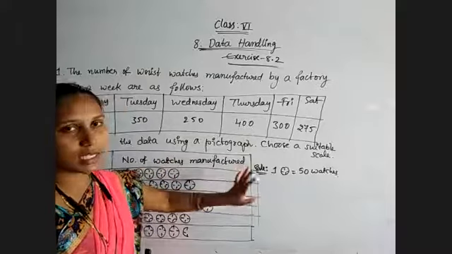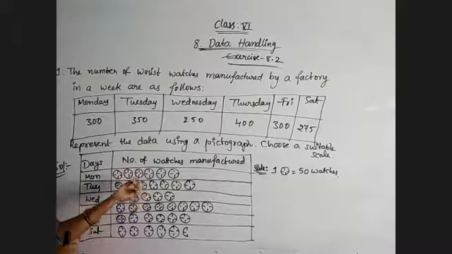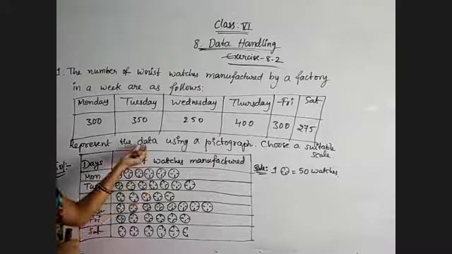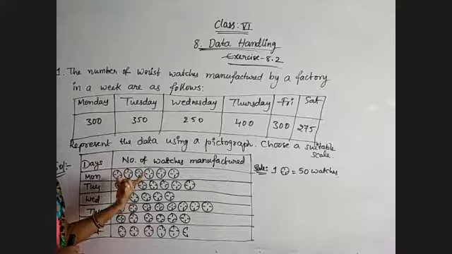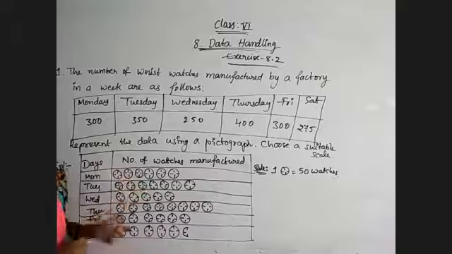So choose the scale first. And after choosing the scale, write the days and write the number of watches in the form of pictures, because they are asking us to use a pictograph. If the data is represented by using pictures, then that is said to be a pictograph. Okay.